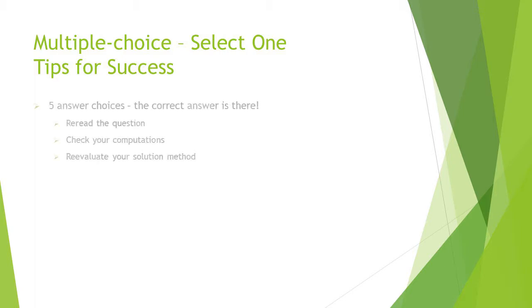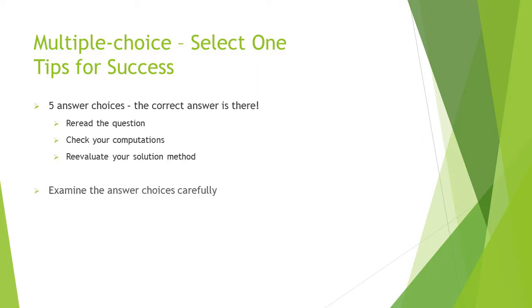First, use the fact that the answer is there. If an answer you come up with is not one of the 5 choices given, assume your answer is incorrect and do the following. Reread the question carefully for missed details or misinterpreted information. Check your computations, and reevaluate your solution method. You may have a flaw in your reasoning.